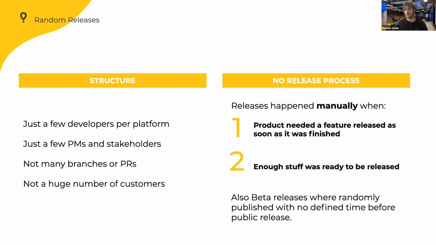Releases happened manually, of course, in 2 scenarios. First, when product needed a feature to be released as soon as possible, which, as you might know as developers, is the biggest part of the week. So every feature needed to be released. And when this was not happening, as soon as we had enough stuff ready, we were doing a new release. We had a pre-release beta program in place just for internal employees, but this was also done randomly. It was not defined in any way.